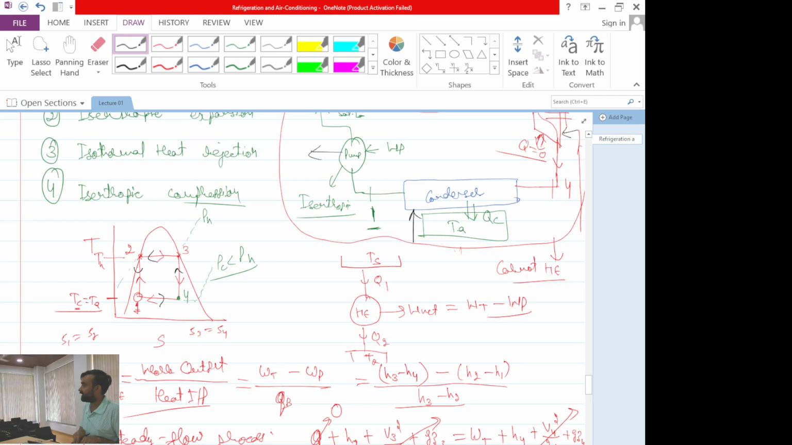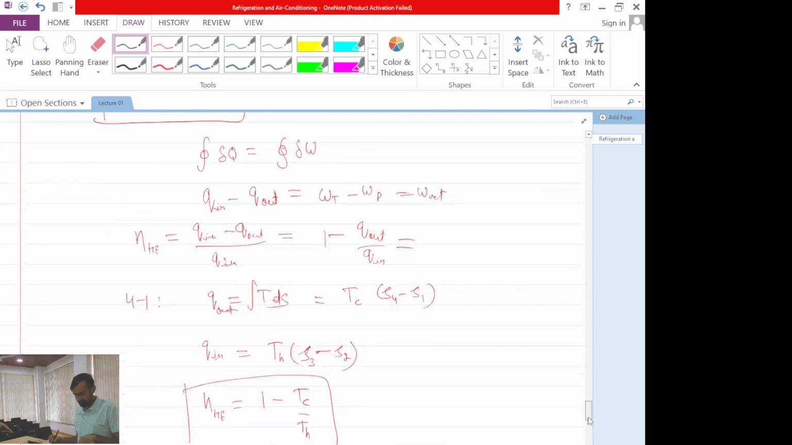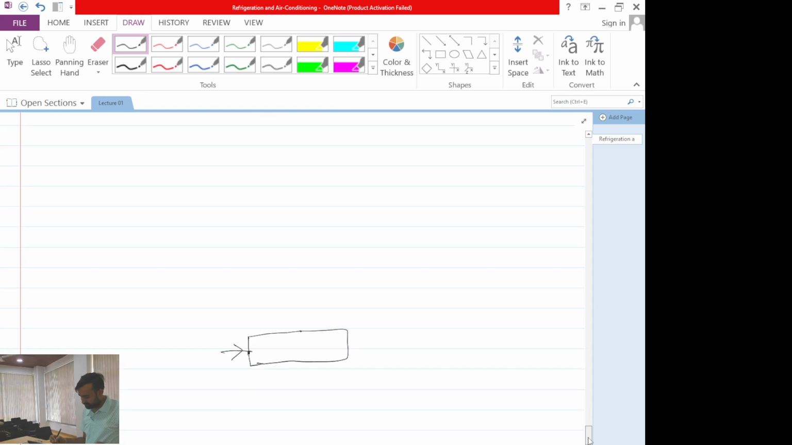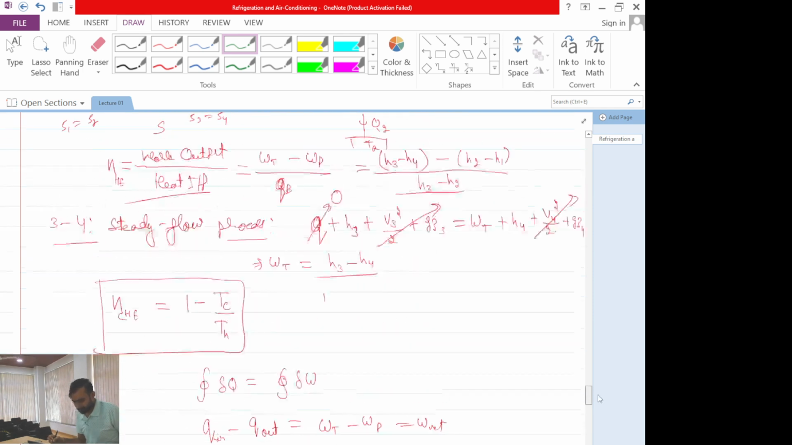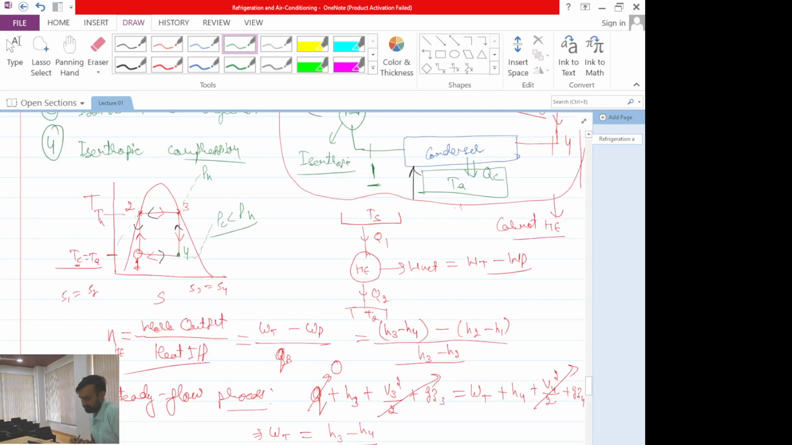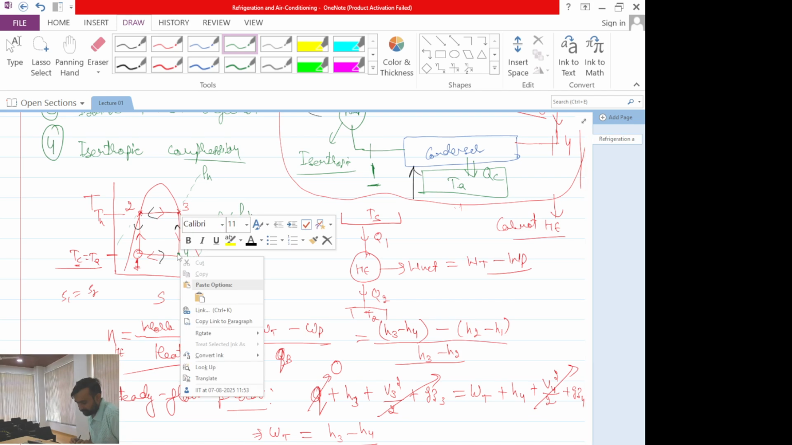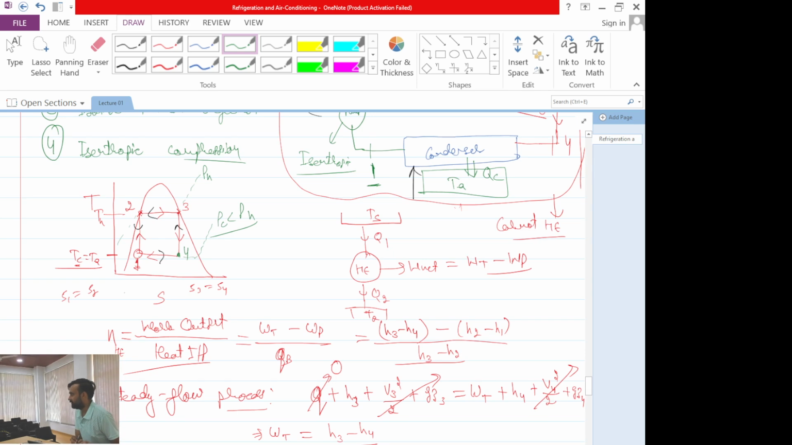So I will be coming at state 1, mixture state. Now if I have to reverse this cycle, what do I need to do? I need to move from point 1 to point 4. If I have come from 4 to 1 after removing heat, then to go from 1 to 4, I have to add heat.